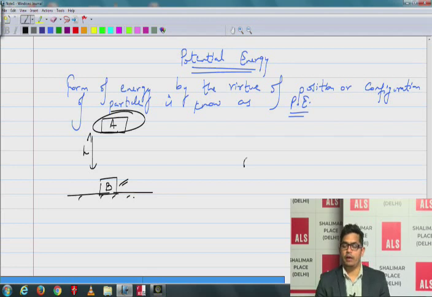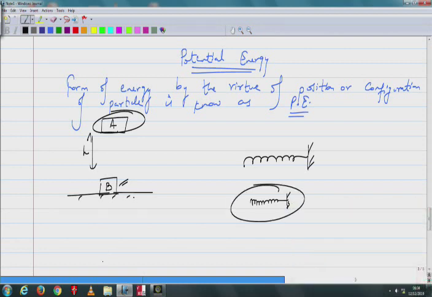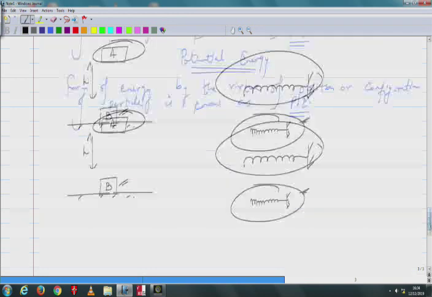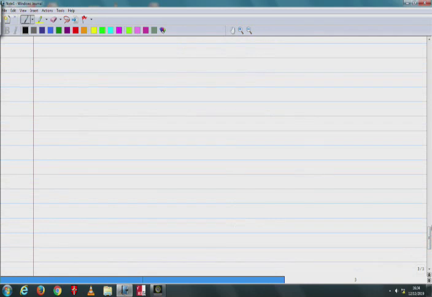On the other hand, if you imagine a spring, one spring is normal and one spring is compressed like this. Because of a different configuration, it has different potential energy. So that is what we mean by position or configuration. Now let's try to explain what is potential energy. Please focus here and look at my pen.